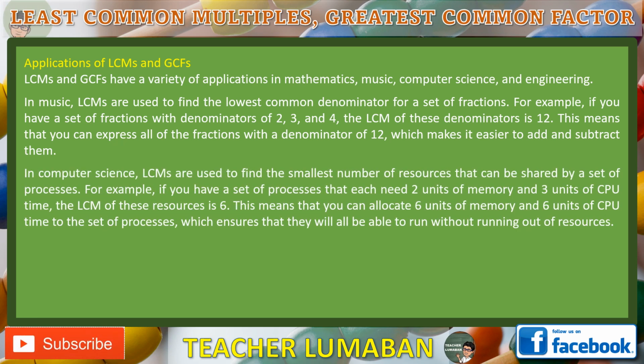In computer science, LCMs are used to find the smallest number of resources that can be shared by a set of processes. For example, if you have a set of processes that each need 2 units of memory and 3 units of CPU time, the LCM of these resources is 6. This means that you can allocate 6 units of memory and 6 units of CPU time to the set of processes, which ensures that they will all be able to run without running out of resources.